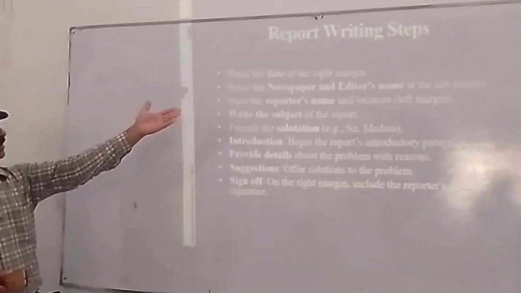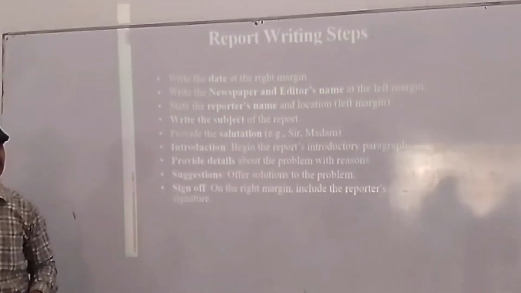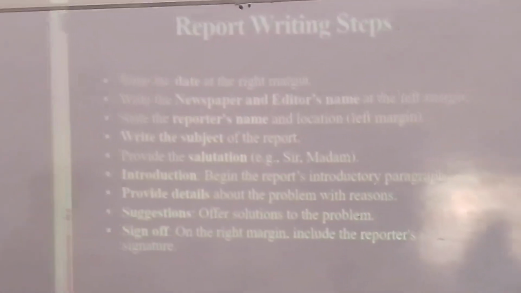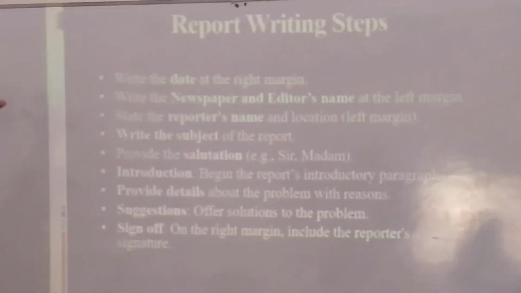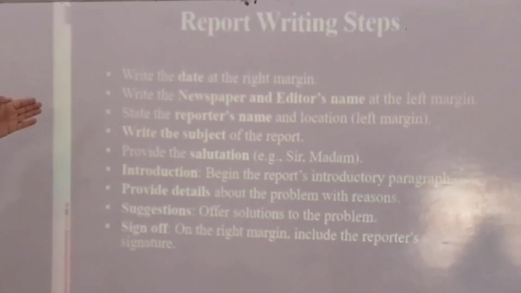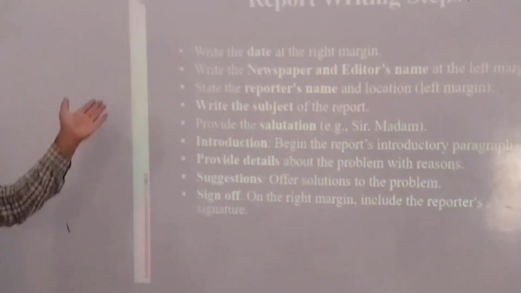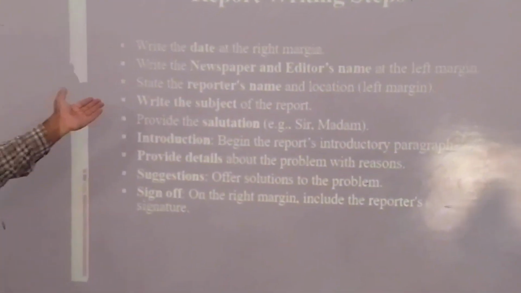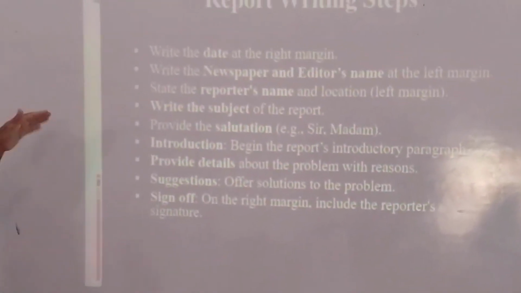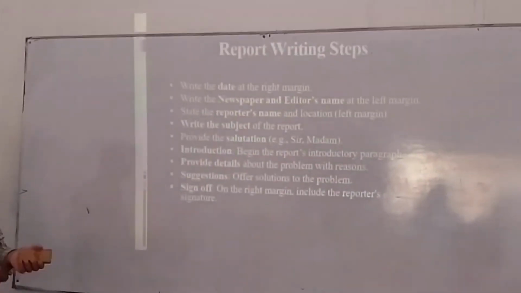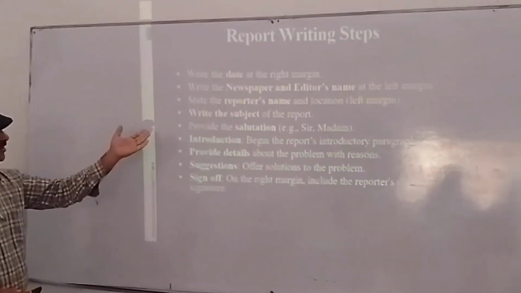Next one, report writing steps. Write the date at the right margin, right side. Clear? You'll have to write the date on the right side of the page. For example, this is the page. Write the newspaper and editor's name at the left margin over here. You have to write the newspaper, the Dawn. Clear? And what's the editor's name? Here like this. Okay. Then state the reporter's name. From, to the newspaper, the Dawn. Clear? City ABC. And then what's the name? Your name, like crime reporter or something else. Clear? Or assistant to the principal.